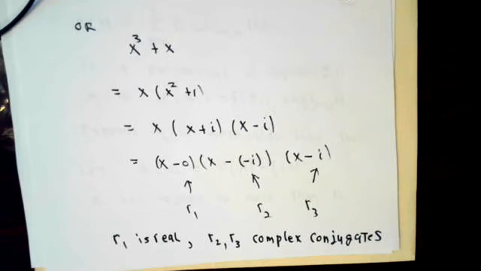Again, being picky, x minus 0 times x minus the negative of i times x minus i. So you see we have 3 linear factors, we have 3 roots, one of which is 0, and the other 2 occur in complex conjugate pairs.